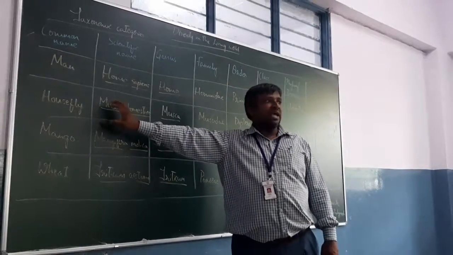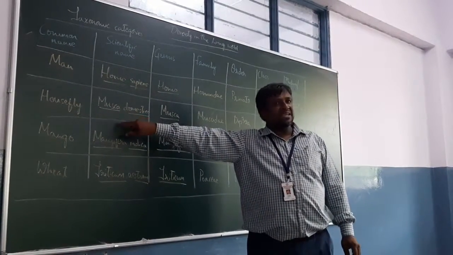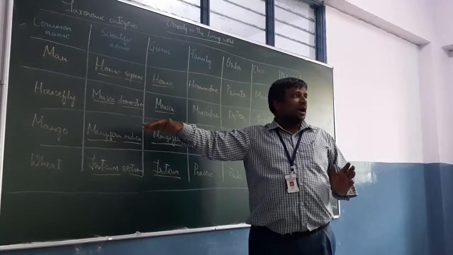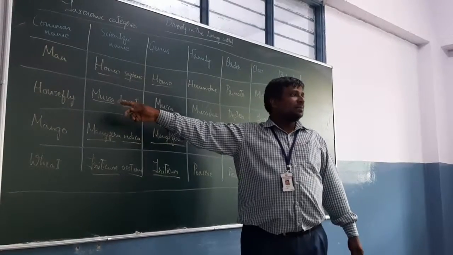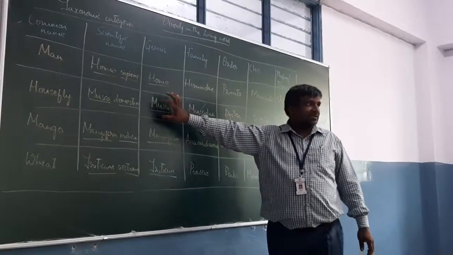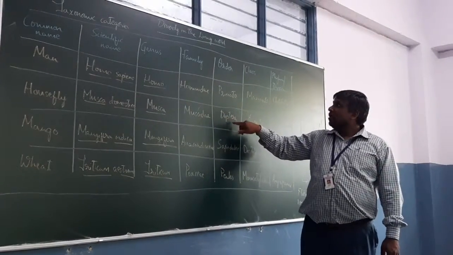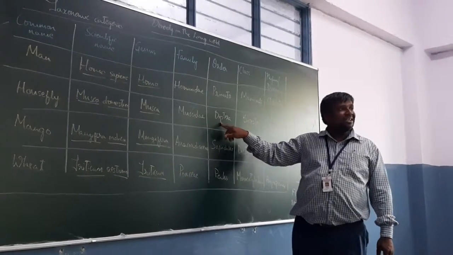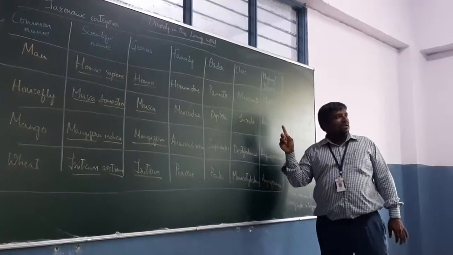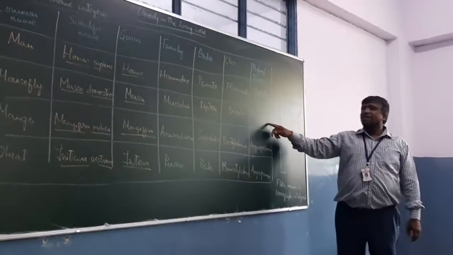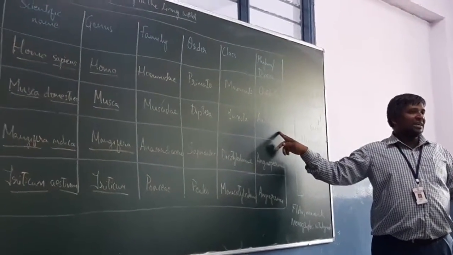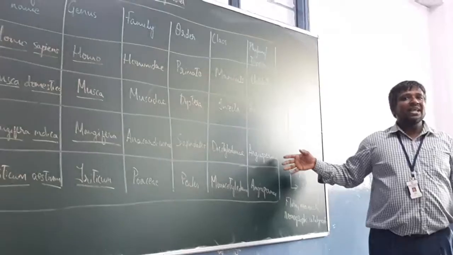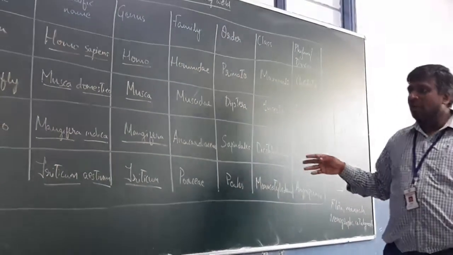Now, housefly. The scientific name is Musca domestica. Since they are found in and around domestic places, houses, we call them domestica. The genus is Musca. The family is Muscidae. Order is Diptera. Class is Insecta. The phylum is Arthropoda, jointed legs. Kingdom, Animalia. The last two examples, mango and wheat, are placed under kingdom Plantae or Metaphyta.